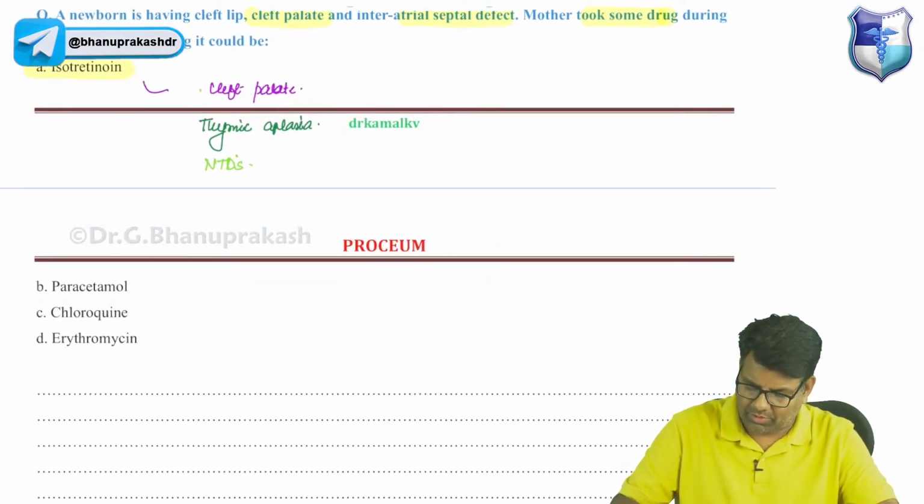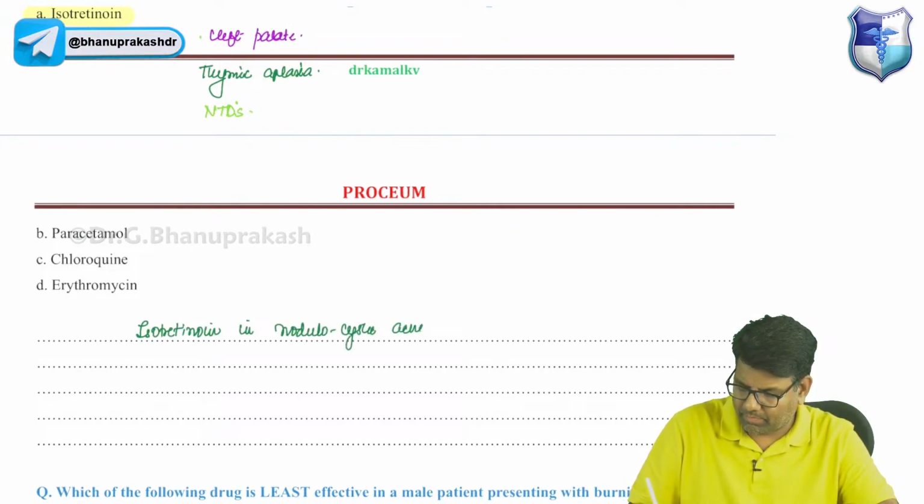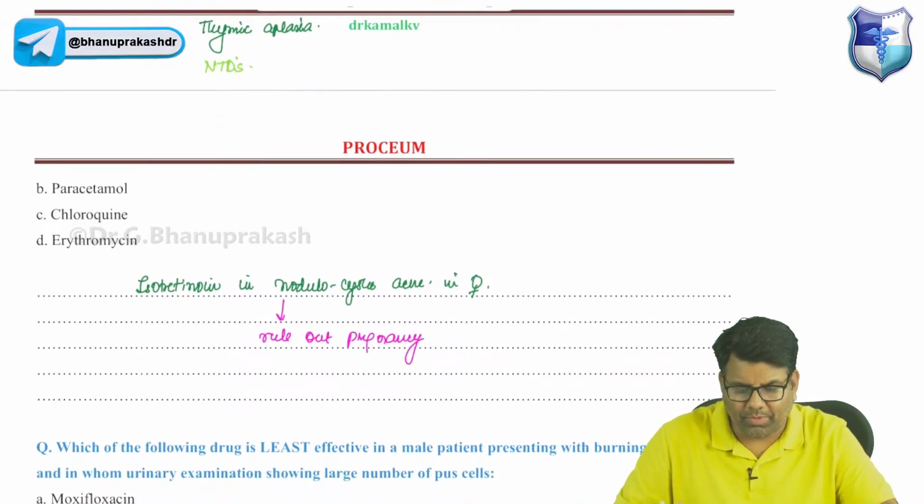Therefore, whenever we are using isotretinoin in nodulocystic acne, always rule out pregnancy. So always rule out pregnancy.